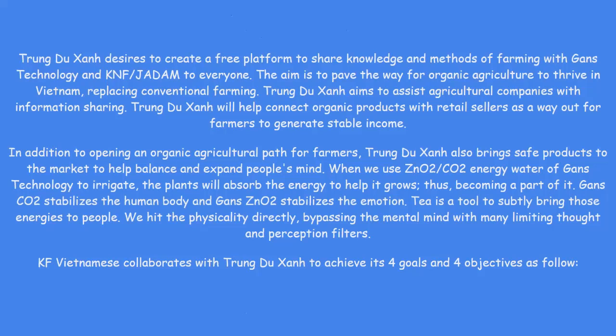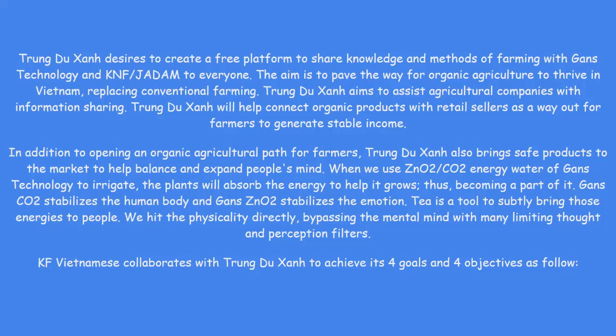In addition to opening an organic agricultural path for farmers, Jumyu Sen also brings safe products to the market to help balance and expand people's mind. When we use zinc CO2 energy water of GANS technology to irrigate, the plants will absorb the energy to help it grow, thus becoming a part of it. GANS CO2 stabilizes the human body and GANS zinc stabilizes the emotion. Tea is a tool to subtly bring those energies to people. We hit the physicality directly, bypassing the mental mind with many limiting thought and perception filters.